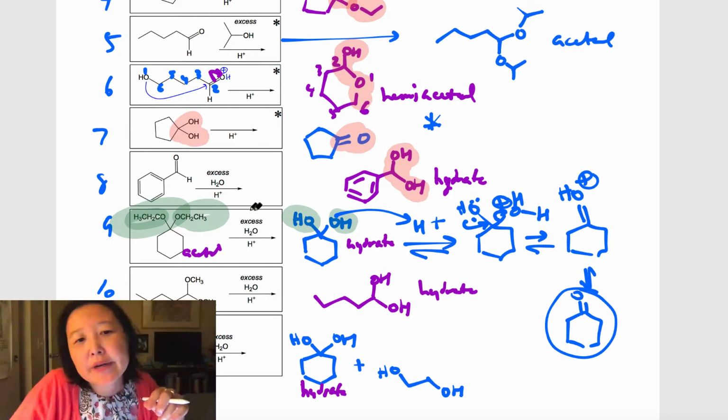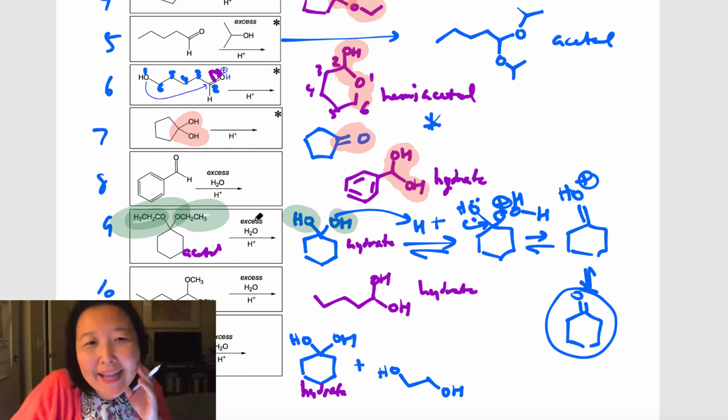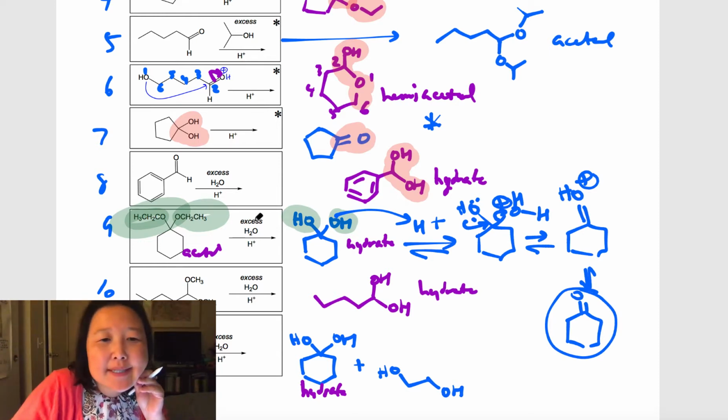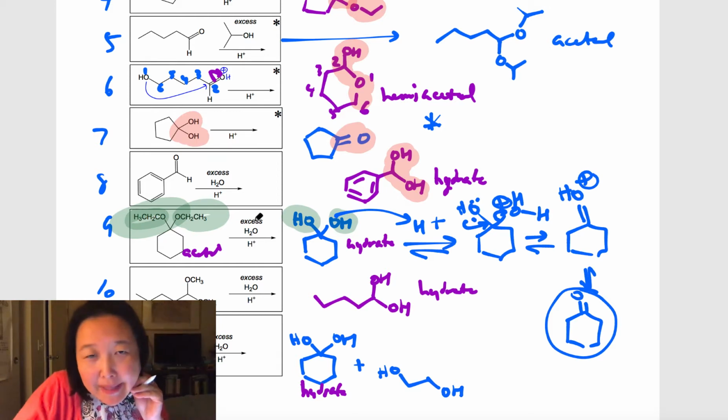I just wanted to clarify something about these problems. There's this word "excess" that gets thrown around a lot, and I just want you to know, because sometimes the answer is not clear. Do they want me to go to the hydrate, or do they want me to go back to the carbonyl? These kinds of questions do come up. Do they want the acetal or do they want the hemiacetal?